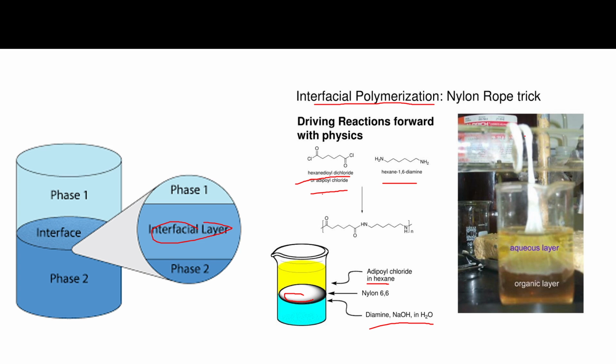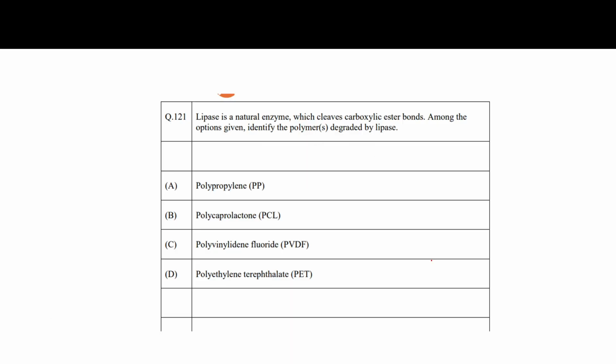So this is a very good technique for getting a polymer. When I talked about emulsion polymerization, that is a free radical polymerization technique, but interfacial polymerization can be done in free radical or condensation polymerization. This technique is a condensation polymerization where two functional groups are involved, amine and acyl chloride. Now we solve some problems.